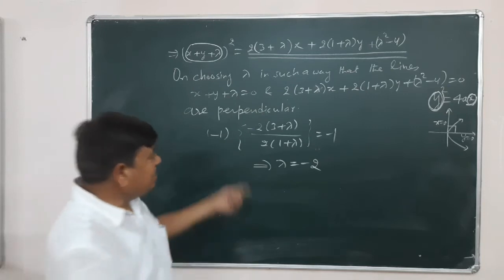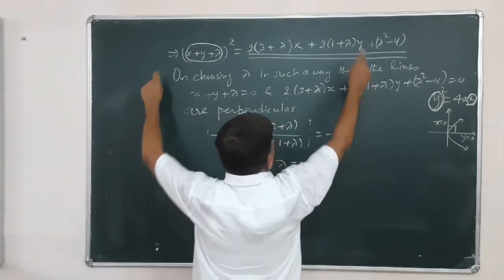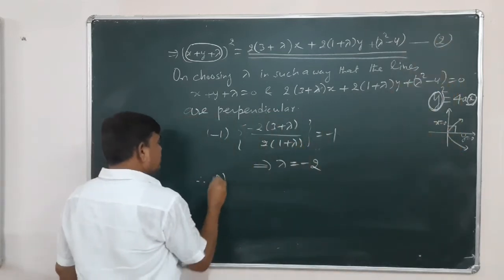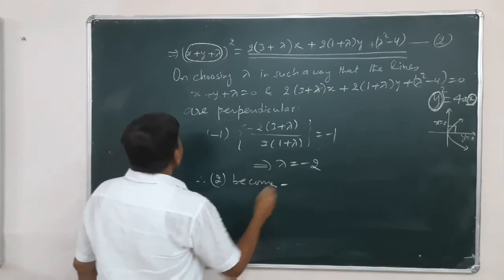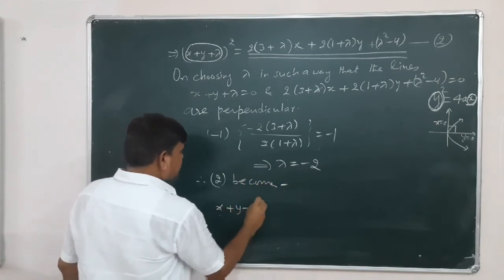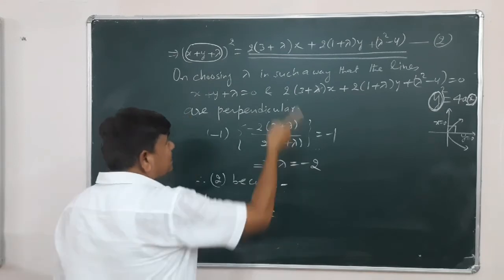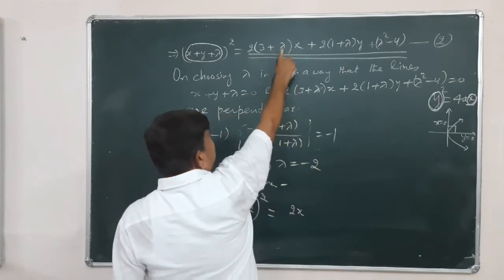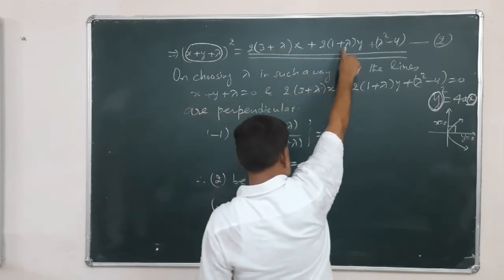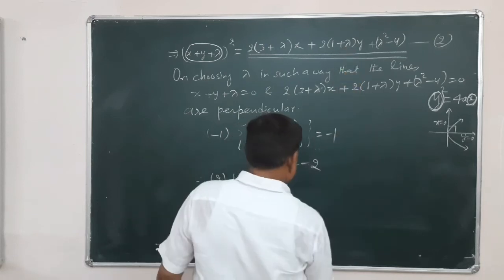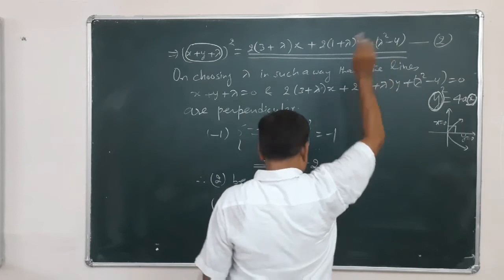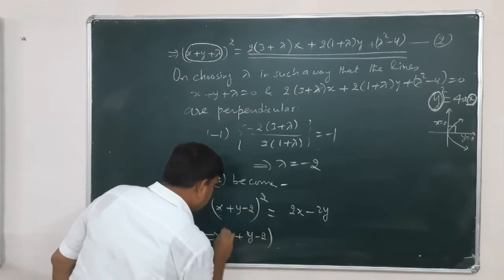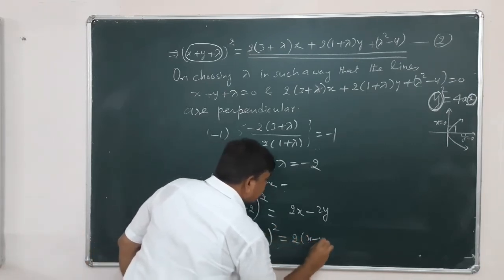You can verify this. Now we place the value of this lambda in this equation. Suppose this is equation number 2. Therefore, 2 becomes x plus y minus 2 whole square equals, when we simplify this one, then you will find it is 2x, 3 minus 2 is 1, then it is minus 2y, and lambda square minus 4 will be 0. We find x plus y minus 2 whole square equals 2 times x minus y.